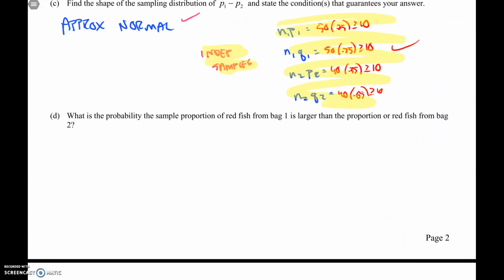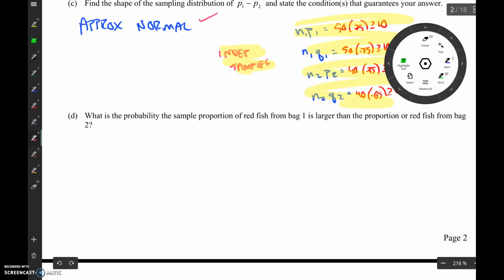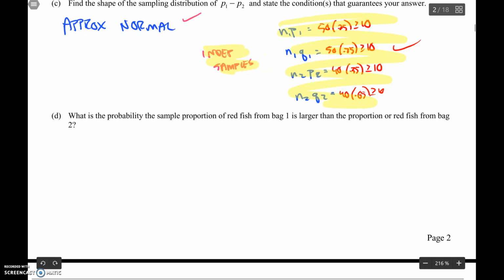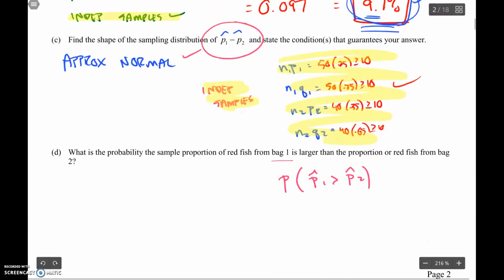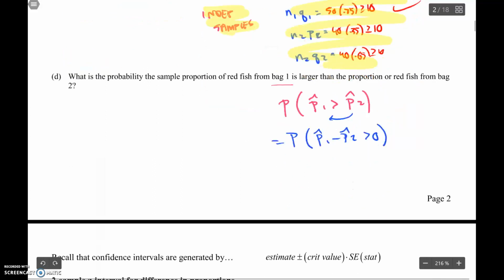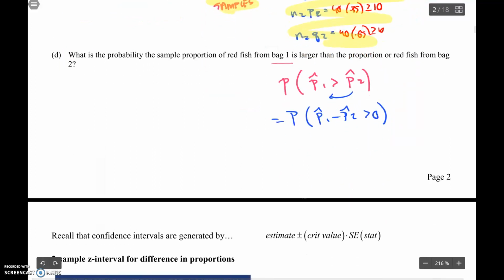Okay. Last question. What is the probability that the sample proportion from the first bag is larger than the proportion of red from the second bag? This is actually the question that we were posed at the beginning. What is the probability that my sample proportion from 1 is greater than my sample proportion from 2? Well, I've been looking at the difference p hat 1 minus p hat 2, so p hat 1 minus p hat 2 has got to be greater than 0. So I want to know the probability that this difference is greater than 0.